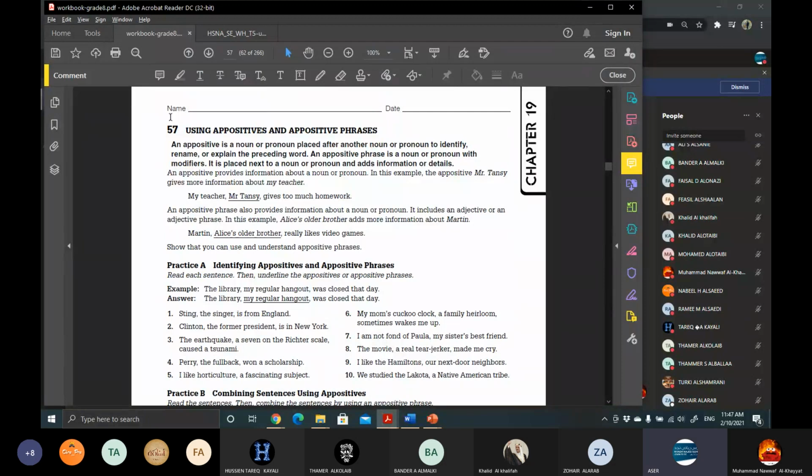Alright, until Zuhair finishes his presentation, please open your books, page 57, using apostrophes and apostrophe phrases. Page 57, using apostrophes and apostrophe phrases.